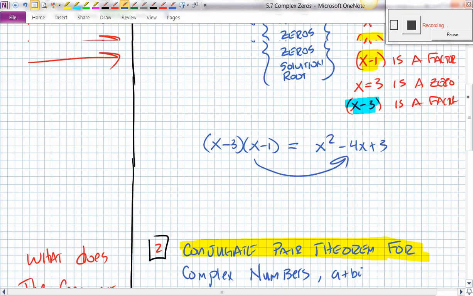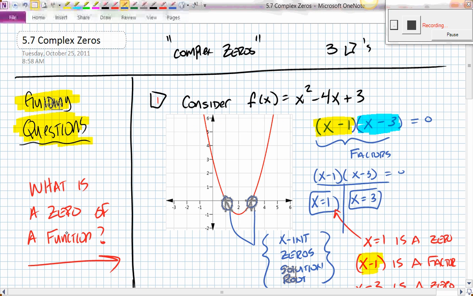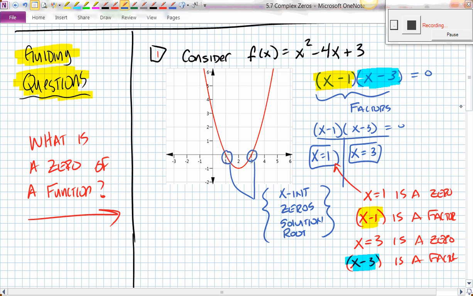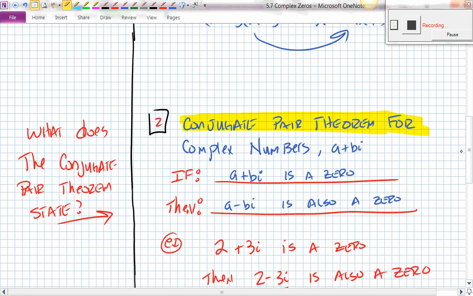Okay, so the guiding questions of the lesson for today are, number 1, what is a 0 of a function? Do you know what that word is? So 0, that one right here, plays an important role. And then number 2, what does the conjugate pair theorem state, and how do you use it?